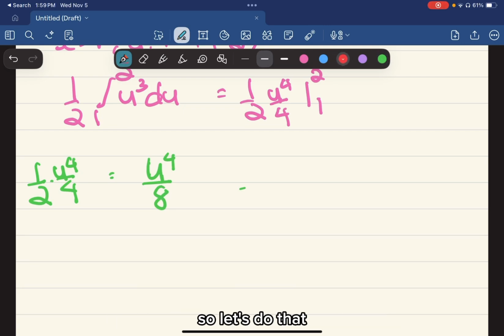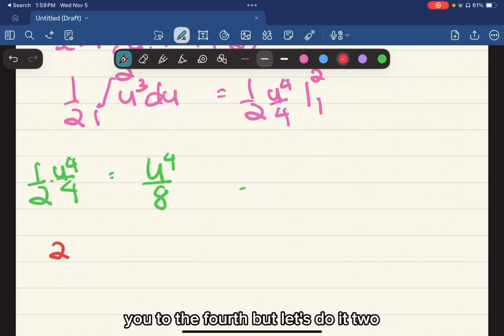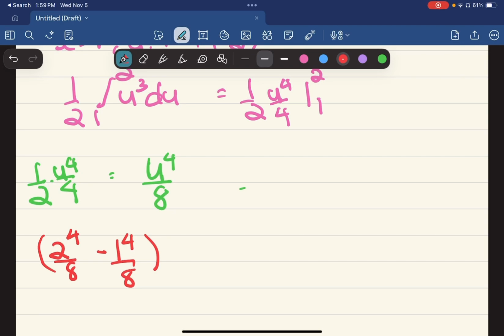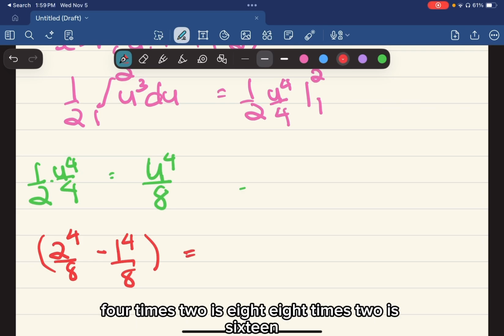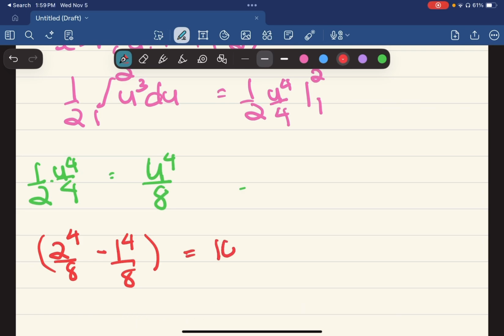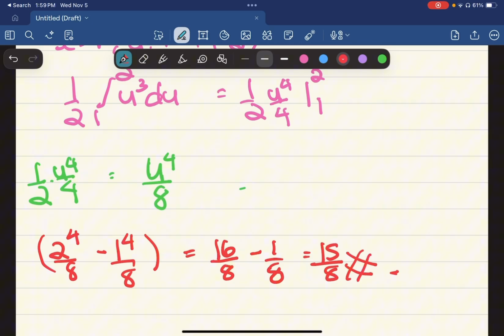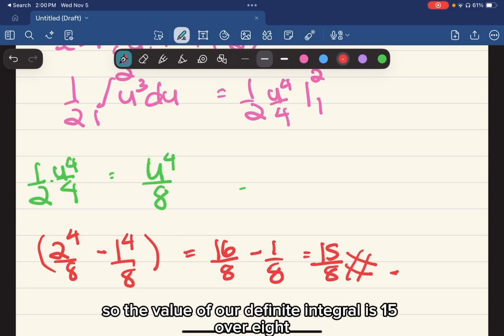So let's do that. u to the fourth, but let's do it with 2. 2 to the fourth over 8 minus 1 to the fourth over 8. And that's 2 times 2 is 4, 4 times 2 is 8, 8 times 2 is 16. Divided by 8, and 1 is just 1. 16 minus 1 is 15. It's 15 over 8. And that's our final answer. So the value of our definite integral is 15 over 8.